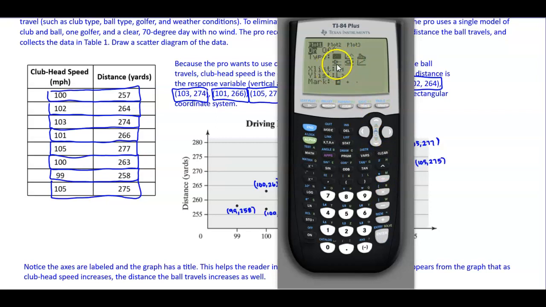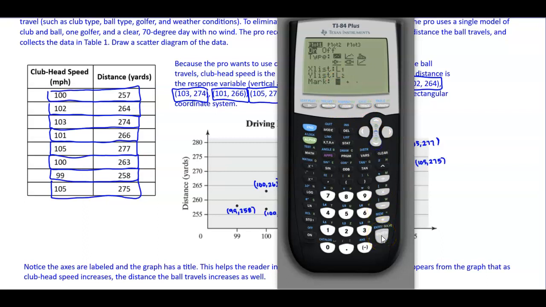Okay, the first one is the scatter plot because it gives you an X list and a Y list. Okay, the second one also gives you a graph, but it's not a scatter plot. So you want to choose the first one, select Enter. You want to make sure you have L1 in the X list because that's the first list. The Y list is L2. Then you have the mark, it just marks the actual value of each point.